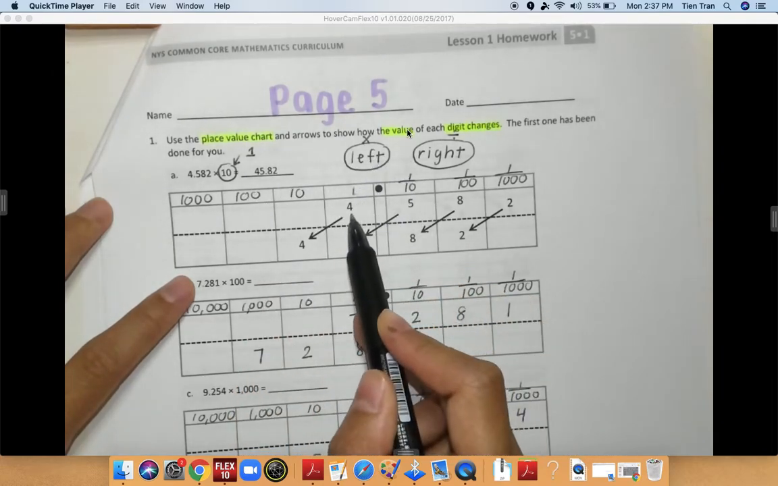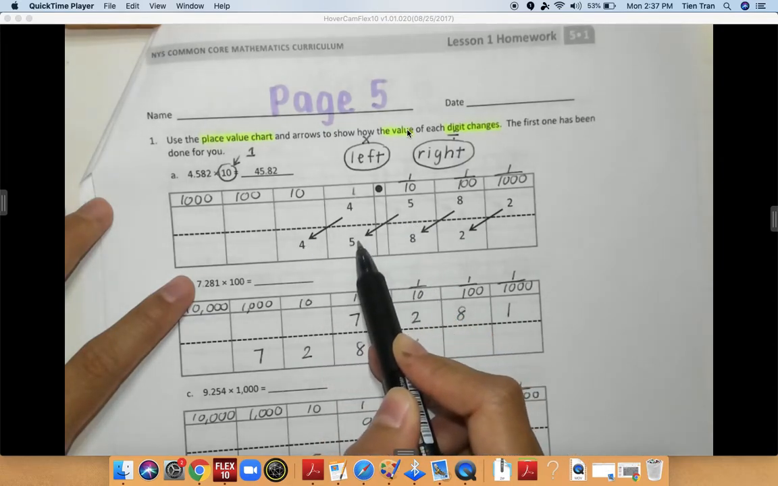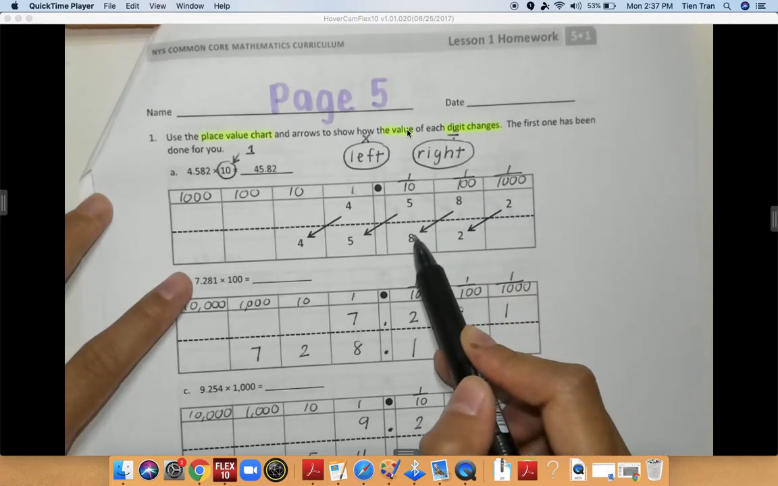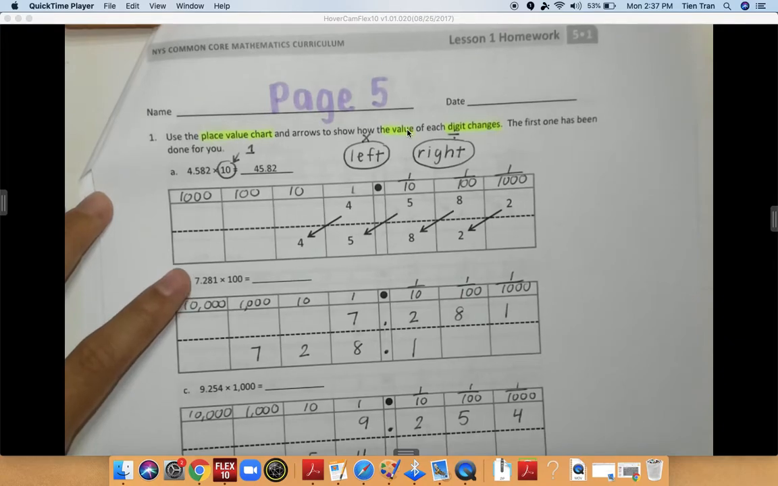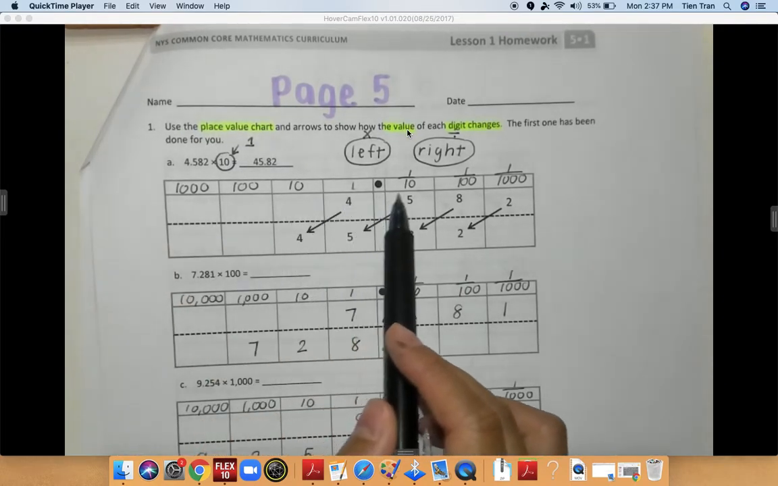So my 4 moves over 1 time. My 5 moves over 1 time to the left. My 8 moves over 1 time to the left. And my 2 moves over 1 time to the left. Okay? Now I'm going to tell you guys how this chart right here works.